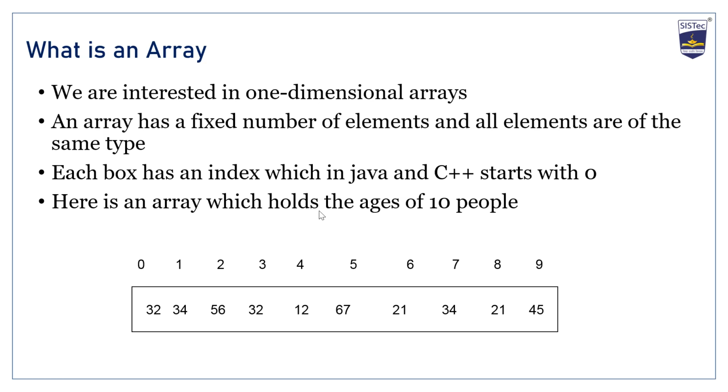So here is an array which holds the ages of 10 people, a collection of the ages of 10 different persons. The first person has the age 32, the second person has the age 34, and continuing, at each index position we have the age of a different person.